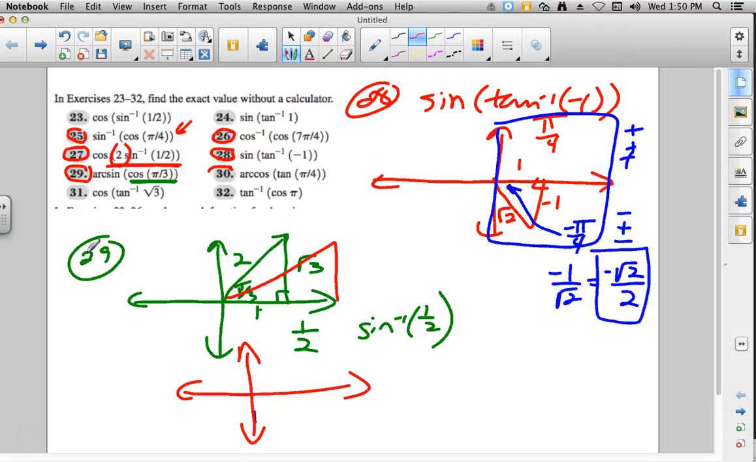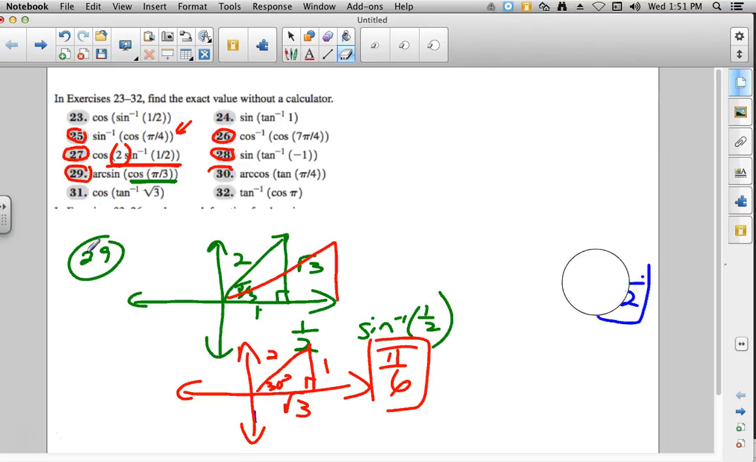That was the part I was wondering whether I'd have to do or not. So opposite of 1, hypotenuse of 2. This would be the square root of 3. The short side would be opposite the 30-degree angle, which is actually pi over 6. So that would be our answer for number 29.